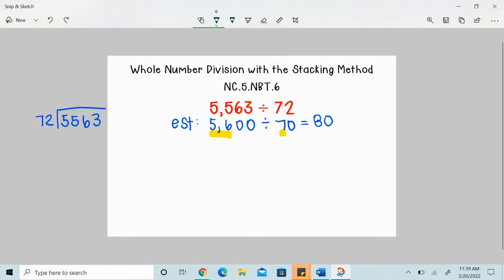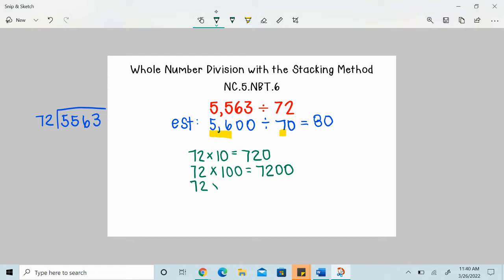So now what we're going to do, we still rely on partial quotients to help us divide, and we want to use friendly numbers for that. So I'm first going to think, well, 72 times 10, that would give me 720, which I can subtract from 5,563, but let's see if we might be able to get something even a little bit closer to start with as our first partial quotient. So if we tried 72 times 100, so if I tried 100 as my first partial quotient, that would give me 7,200, and I know that's too much because that's more than our dividend of 5,563. So maybe I'll try 72 times 50.